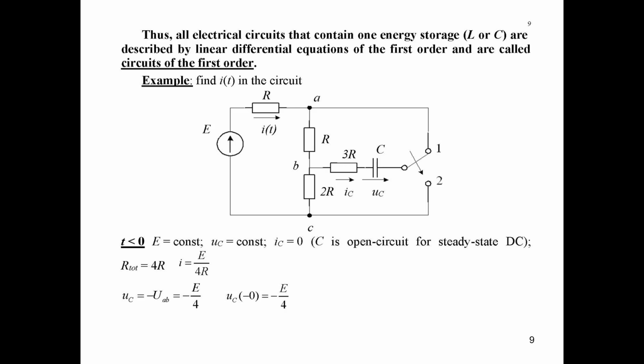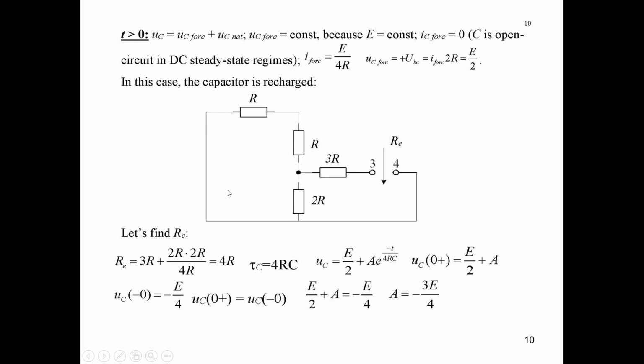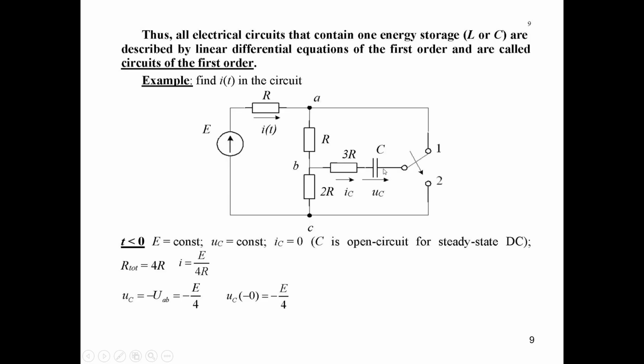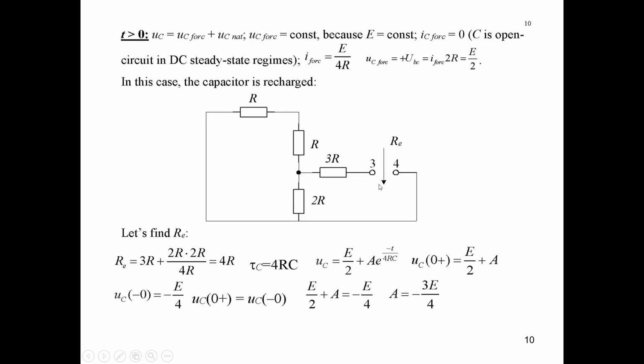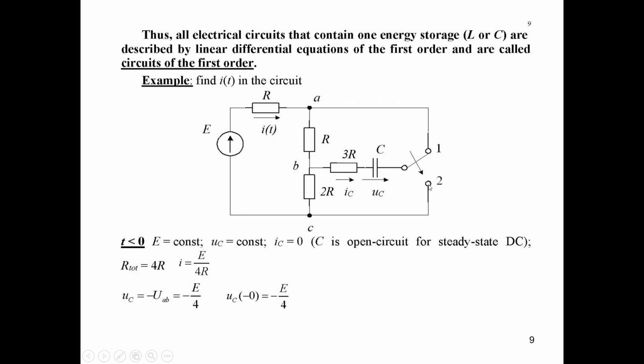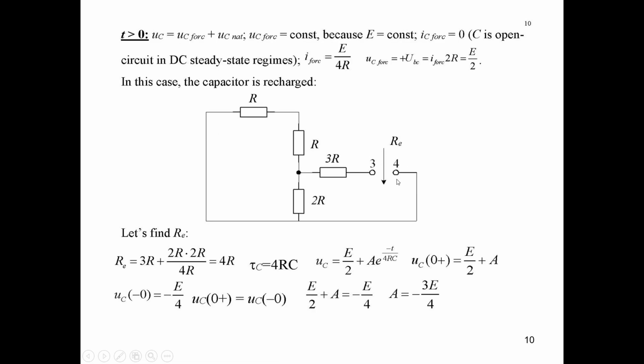So for a current source we should break the branch in which the current source is connected, and for an EMF source we should just short circuit it and remove this current source, like here, you see. And relative to these clamps in which the capacitance is connected, we should determine R equivalent in the regime after commutation, when the key is here, see. Okay, so let's consider this R equivalent.